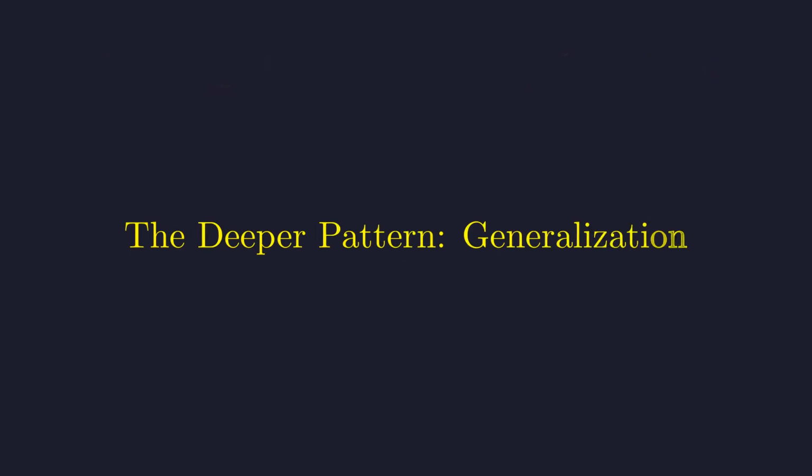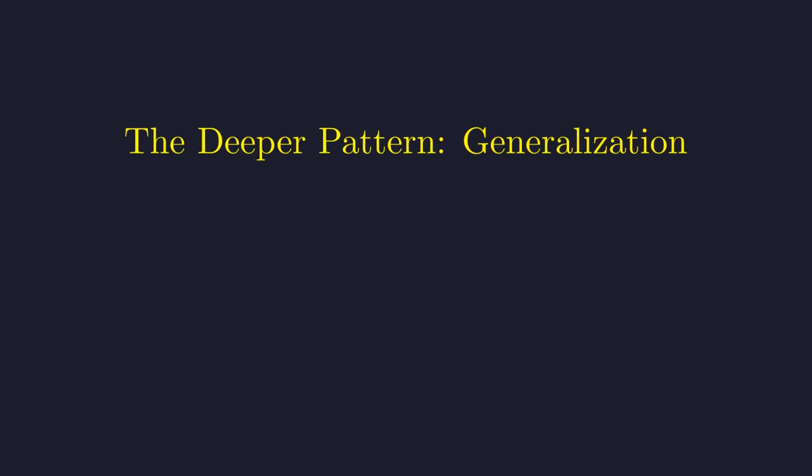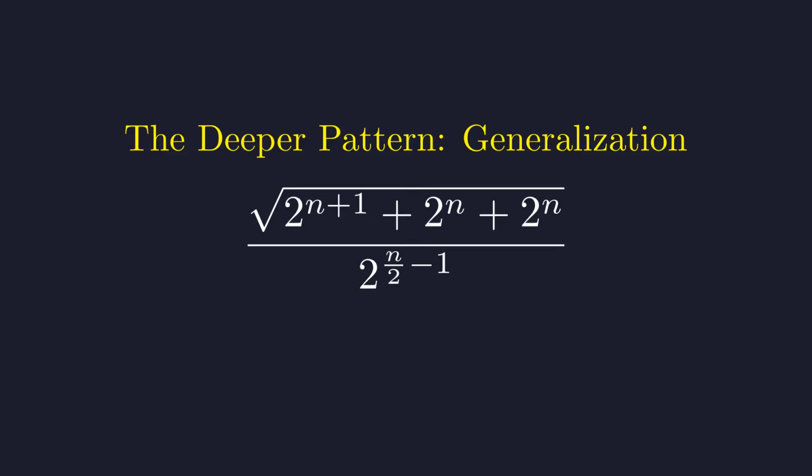I mean, what if we had started with different numbers? Was there something special about 998? Or is this simplicity a consequence of some deeper pattern? Let's find out. What if instead of 998 we use any even number n? The structure of our problem stays exactly the same, so let's see what happens when we work through the algebra.